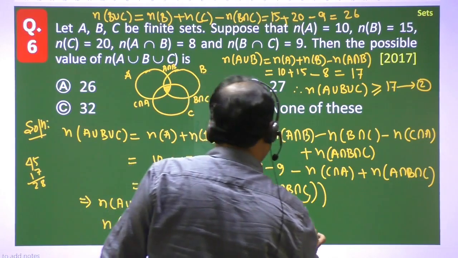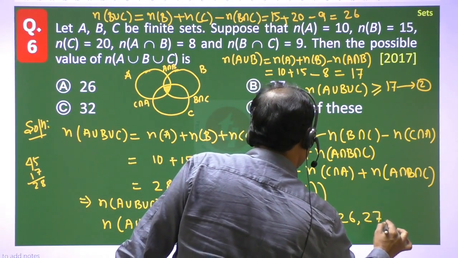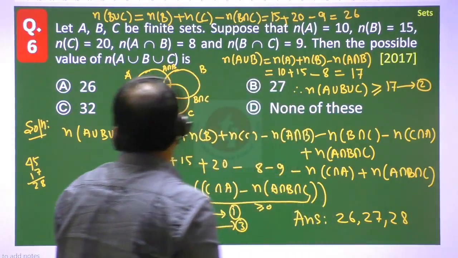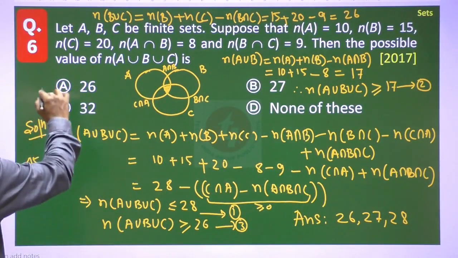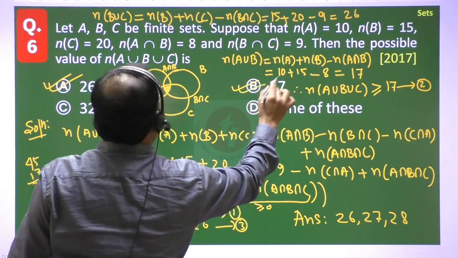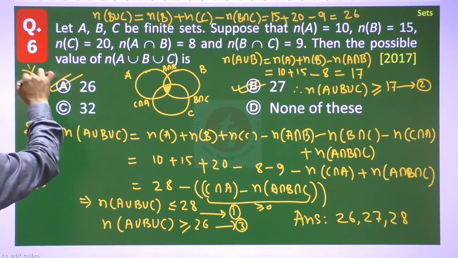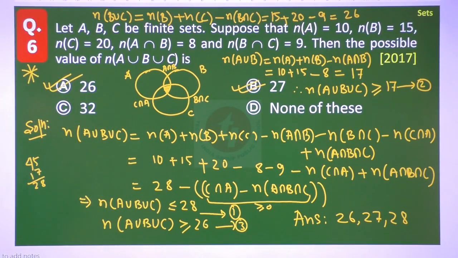So the required answer will be 26, 27, 28. Now look at the options. Agra is the correct option. 27 Bombay is also the correct option. 32 is not possible. So this is one of the good questions in which you have to apply a different strategy to find the upper bound and lower bound of the union. Okay, now coming to the next one.